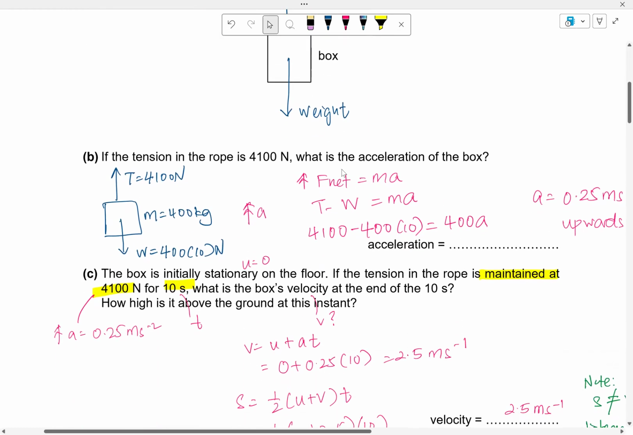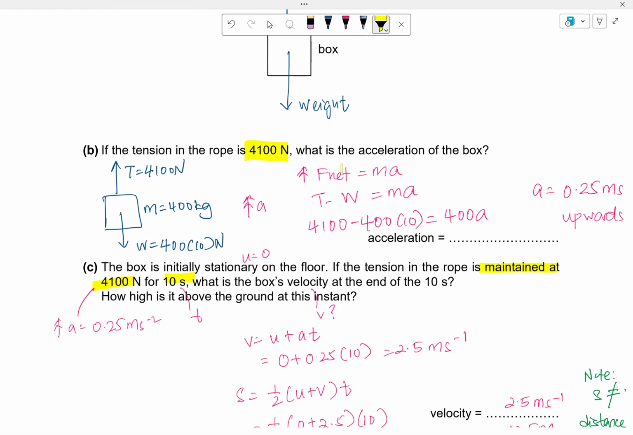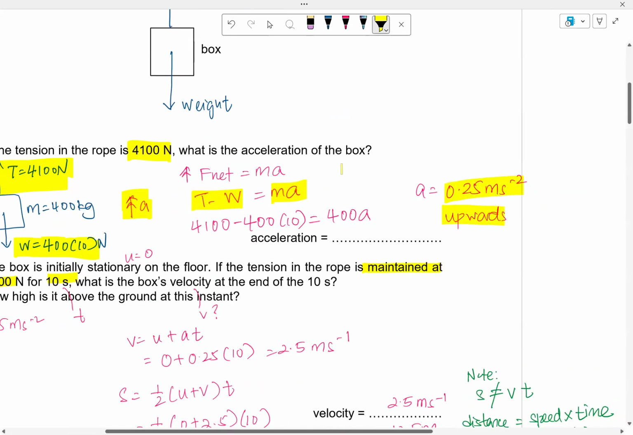Part B: if the tension is 4100 newtons, what is the acceleration of the box? This is when we compare the forces acting on the box. The tension upwards is 4100. The weight, which equals mass times gravitational field strength, will be 4000, right? So there should be a net upward force and therefore upward acceleration. Since the force is in the upward direction, the tension is bigger than the weight, so I take tension minus weight equals ma. Then you substitute the values and you get 0.25 in the upward direction.